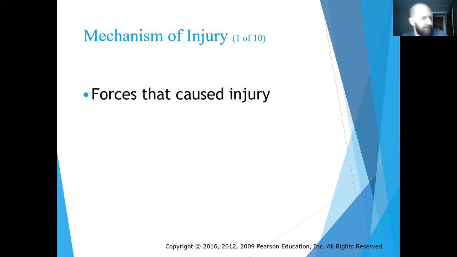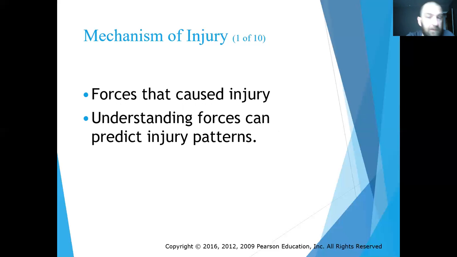Now let's dive in a little bit to mechanism of injury here. Mechanism of injury is basically how they got hurt, right? And when people get hurt, forces are applied to the body in some manner. So we have to try to figure out what those forces were and how they hurt the person. Understanding these forces can predict injury patterns, like we talked about the other day, which the book does a good job of explaining.